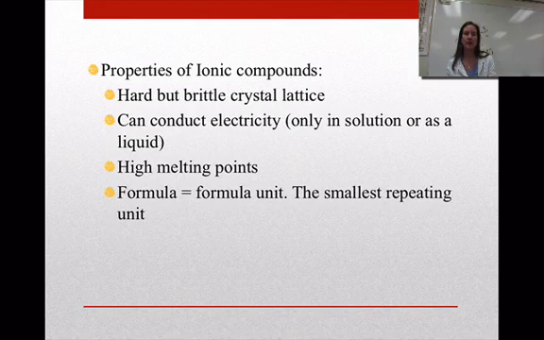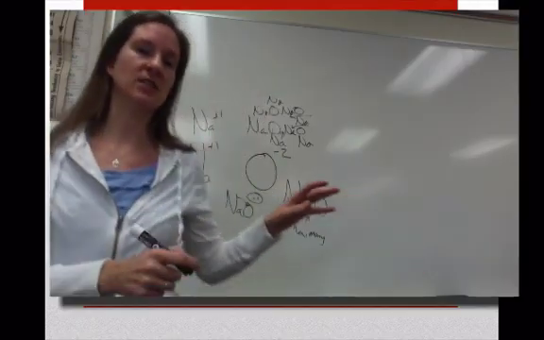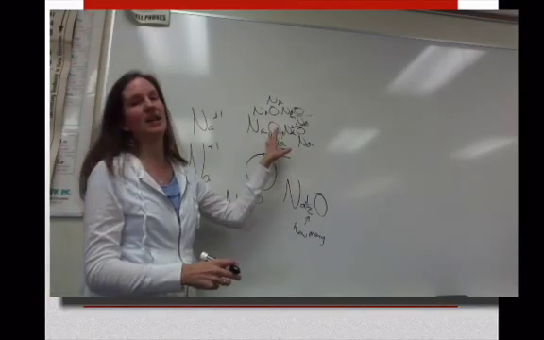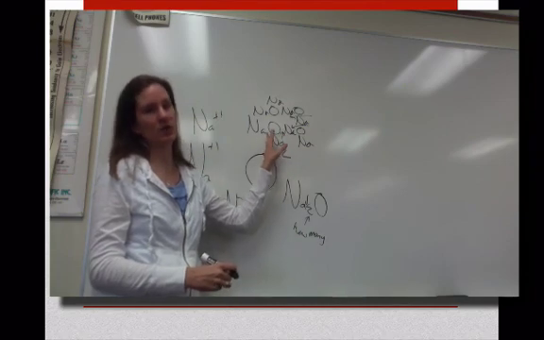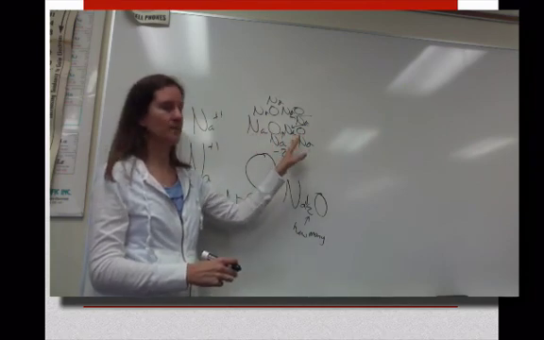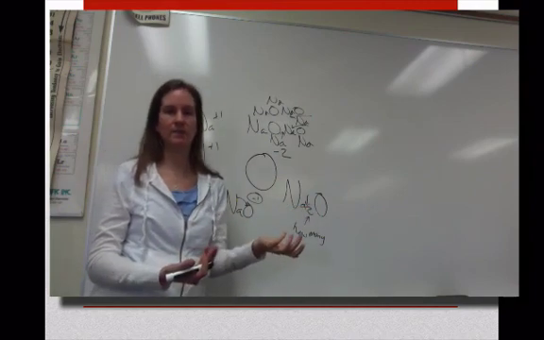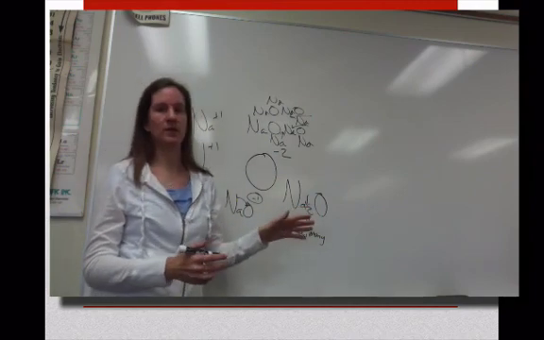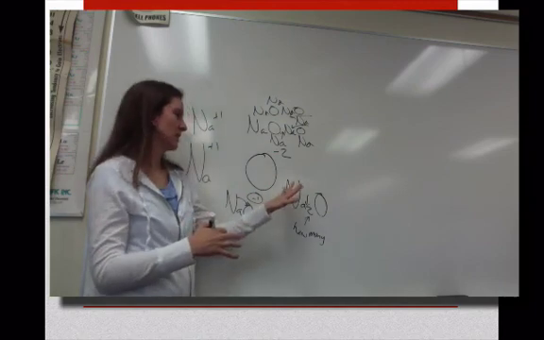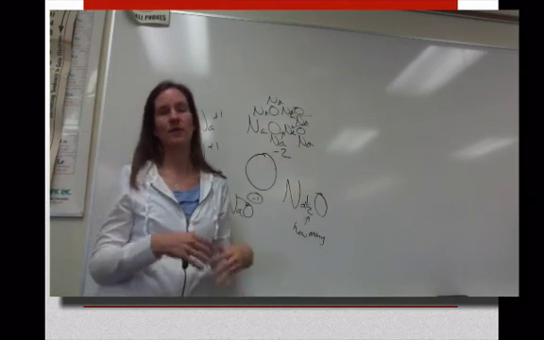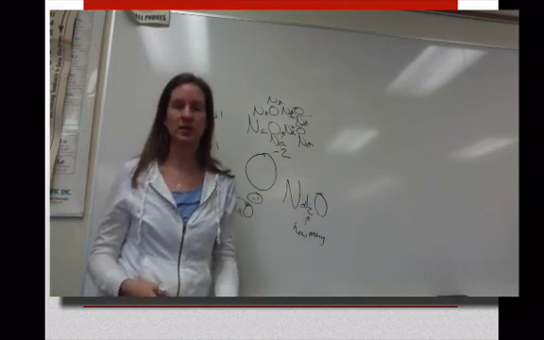And what a formula unit is: if I looked at this gigantic structure of sodiums and oxygens and looked at the ratio between sodium and oxygen, it would always break down to 2 sodiums per 1 oxygen. Okay, so this is a formula unit. It's the smallest ratio of atoms within your crystal.